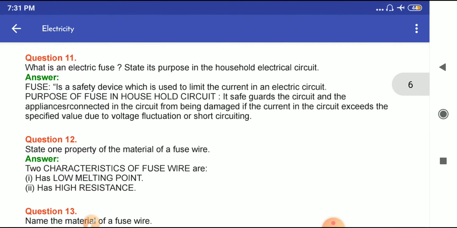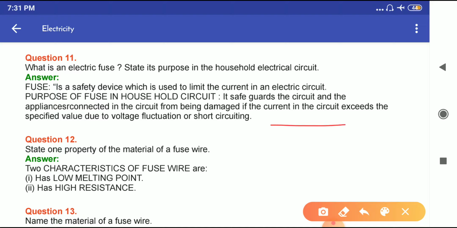Fuse is a safety device which is used to limit the current in an electric circuit. Purpose of fuse in household circuit, it safeguards the circuit and the appliances connected in the circuit from being damaged if the current in the circuit exceeds the specified value due to voltage fluctuation or short circuiting.